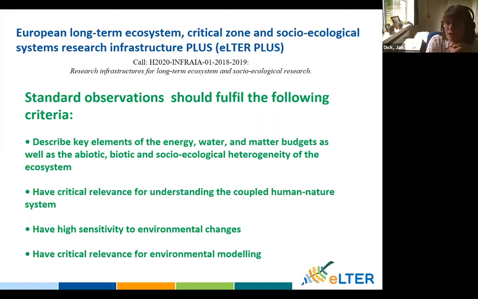And as a community, we have decided that this should fulfill 4 criteria. We should describe the key elements of the energy, water and matter budgets, as well as the abiotic, biotic and socio-ecological heterogeneity of the ecosystem. Have critical relevance for understanding the coupled human-nature system. Have high sensitivity to environmental change, and have critical relevance for environmental modelling. This takes us back to this idea of a digital twin, where we can try and get some of our understanding, our process understanding, linked to the data. So these are the 4 criteria that the community are working towards.